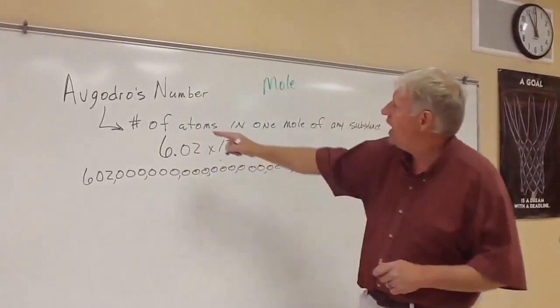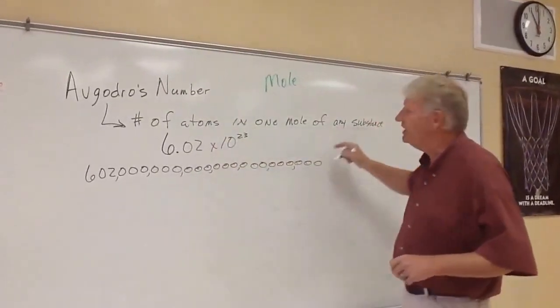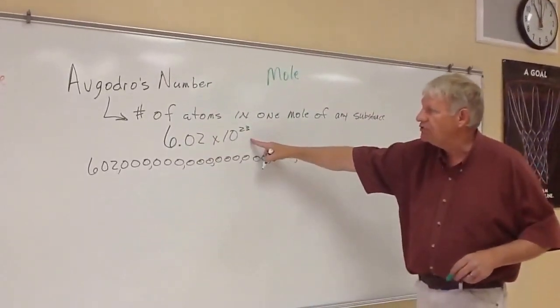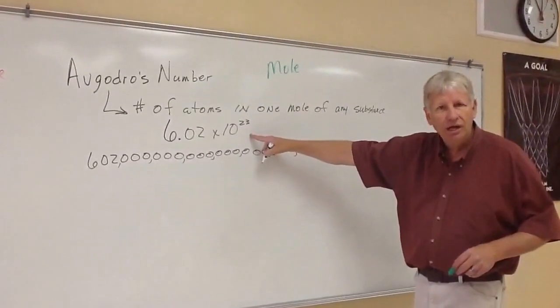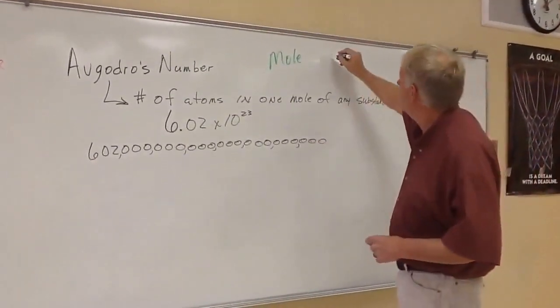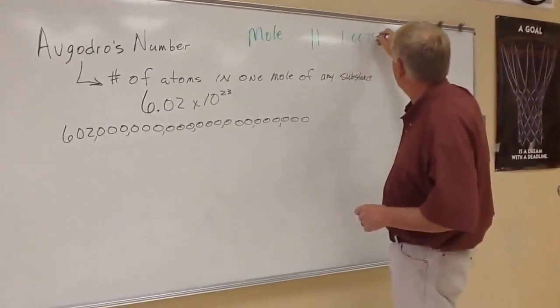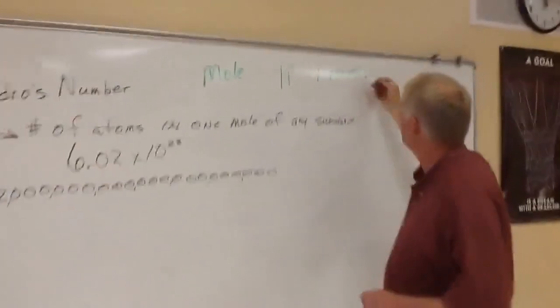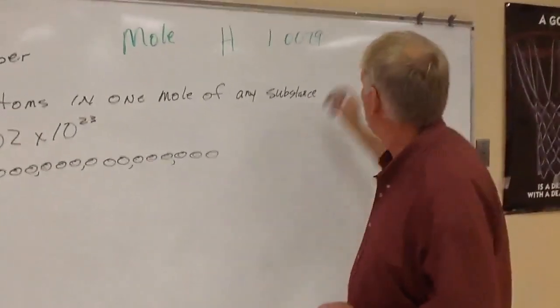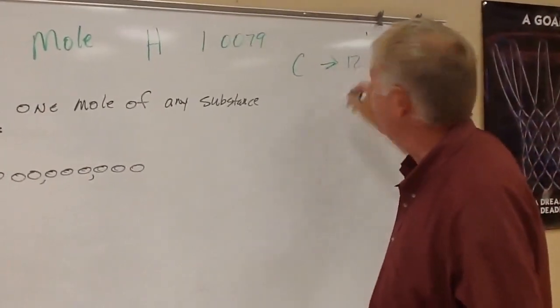So he figured out the number of atoms in 1 mole of any substance was 6.02 times 10 to the 23rd. Now, let me explain a little further what he means by that. Okay, so we take the gram atomic mass number, like hydrogen is 1.0079 gram units. Okay, and carbon, we'll just round carbon off and say that it's 12 gram units.